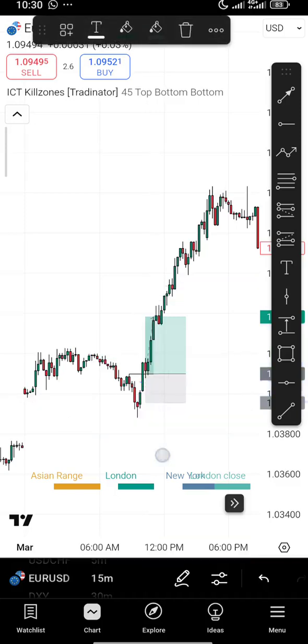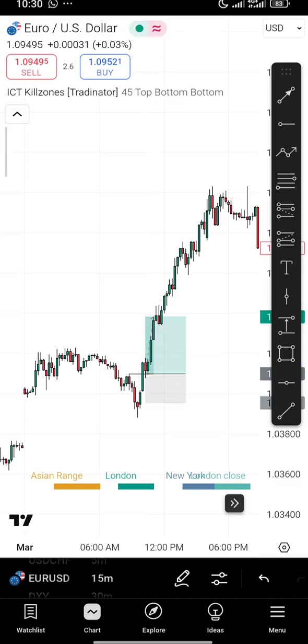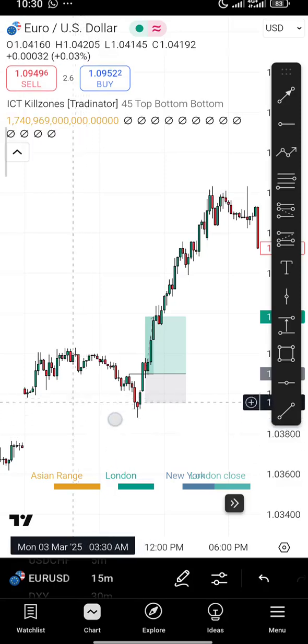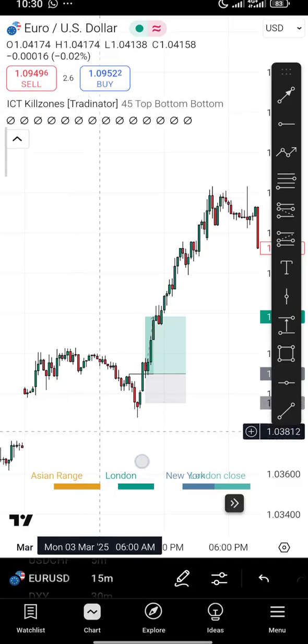You know why? Because this is it. This is Euro USD. Go and do your testing. On an average base, Euro USD will not do more than 45 to 50 pips in a day.